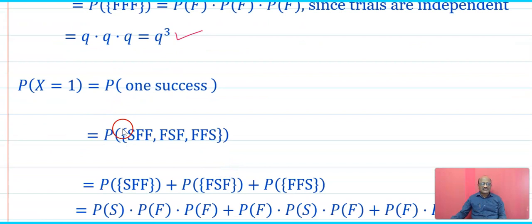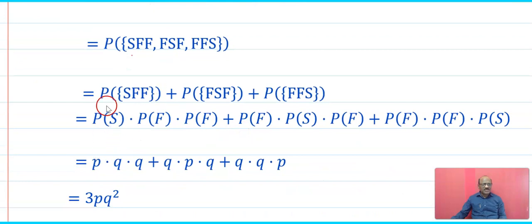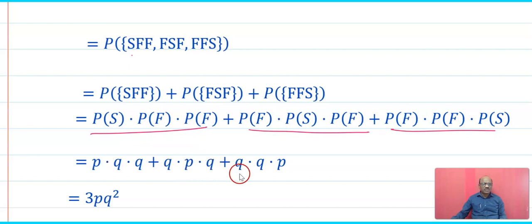Okay, one success means one S must come. Then it is written in this manner: probability of SFF plus probability of FSF plus probability of FFS, and this can again be written as probability of S, probability of F and probability of F, and the same for the other 2 remaining. Now here the probability of S is P, probability of F is Q. Next is also Q, P, Q plus Q, Q, P, and in this way all are similar here. Therefore it is 3PQ square.